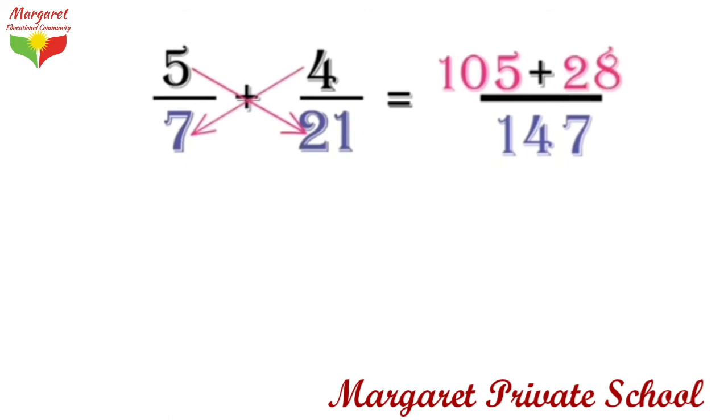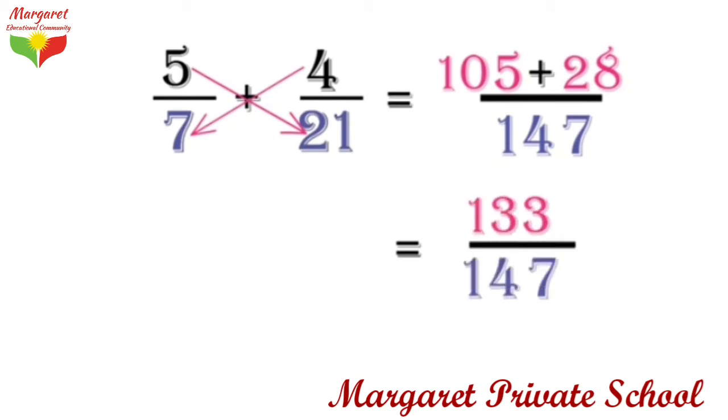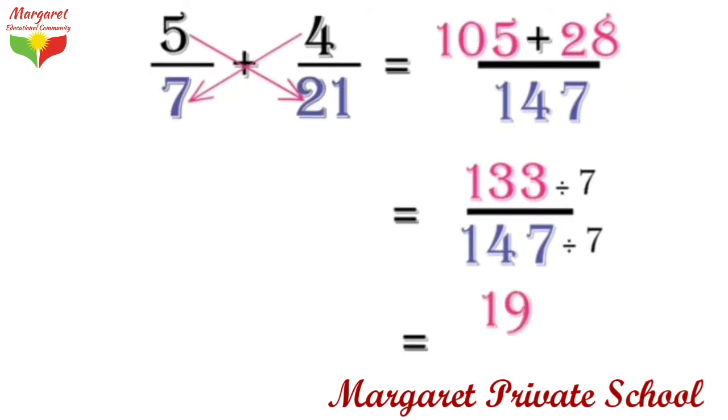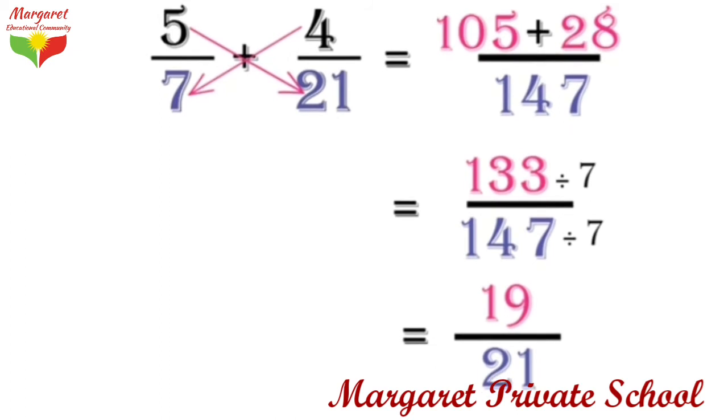We add the 28 to 105. This gives us 133/147. We can now reduce it by 7 to get 19/21. Please take note of this lengthy process. We will compare it to the LCM method we are about to learn.